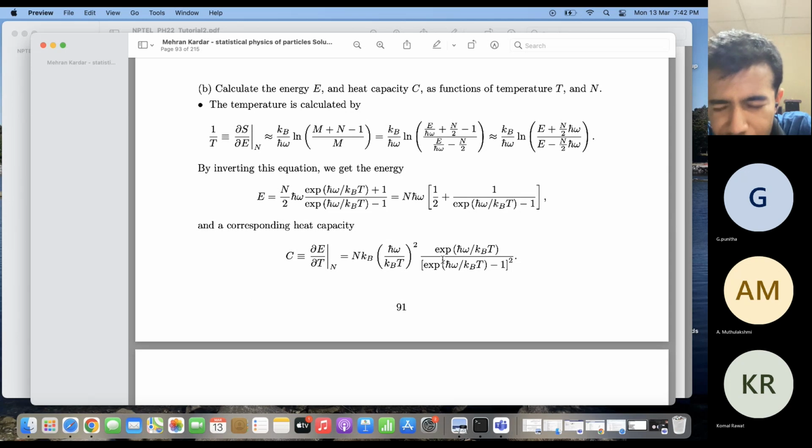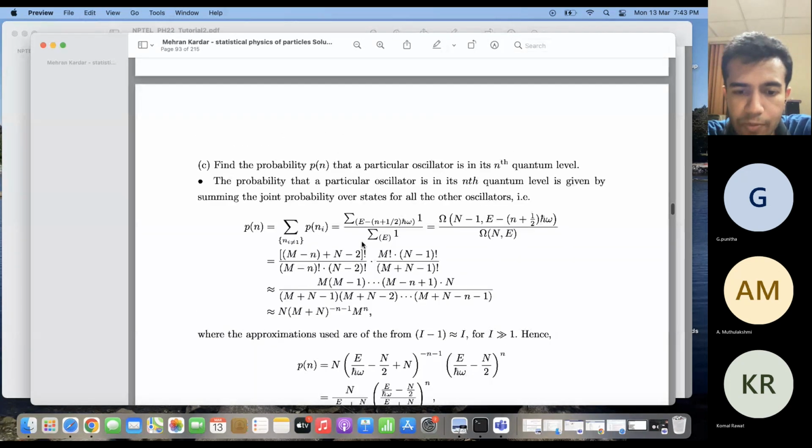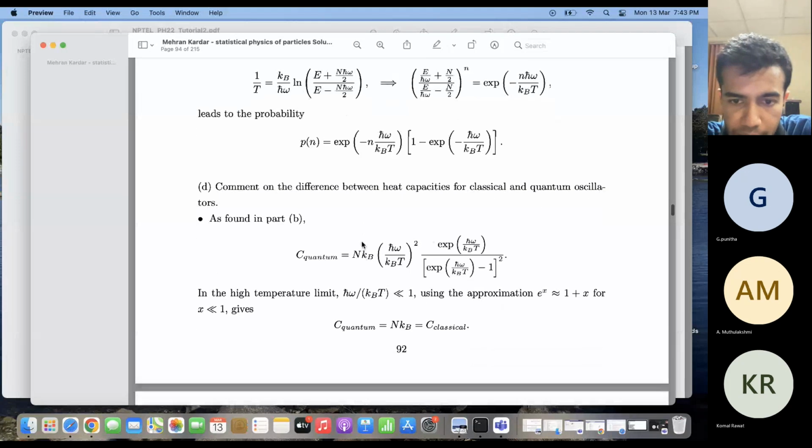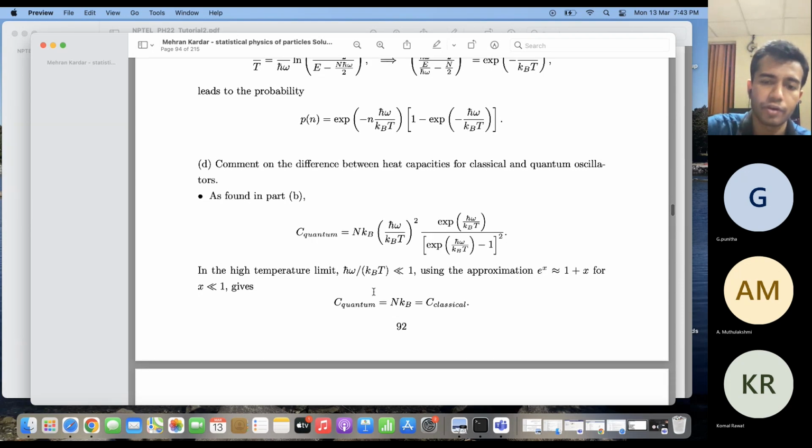If I take h cross going to 0 and Taylor expand this exponential as 1 plus x, then I can substitute the denominator by 1, and this I write as 1 plus h cross omega by kBT minus 1. So this again becomes (h cross omega by kBT) whole square. Then this quantity and this quantity cancel out, and finally you get C equal to n kB, which is what is done over here. Thus you can see that by taking the high temperature limit or the limit h cross going to 0, one can obtain the classical limit of a quantum system, and the classical and quantum heat capacities become the same.